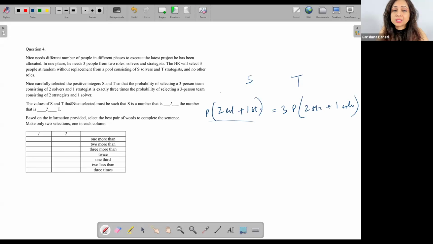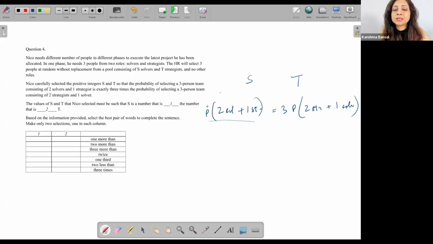Look at the question. It says the values of S and T that Nico selected must be such that S is a number that is 1 more than, 2 more than, and so on. So essentially, we will need to solve the question using the data given to us. We can't use the options or any other methods to arrive at the answer.